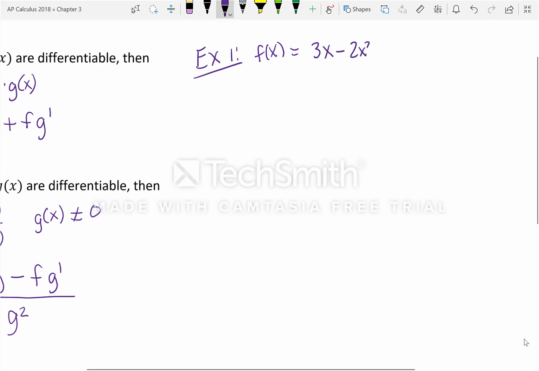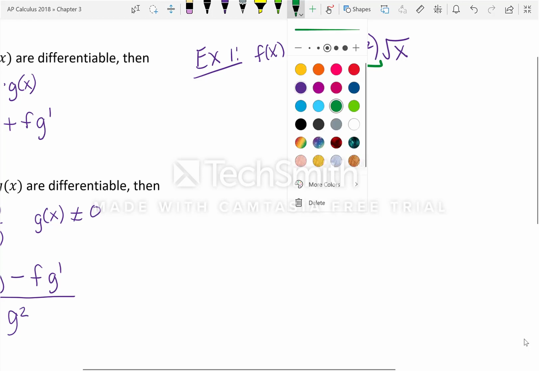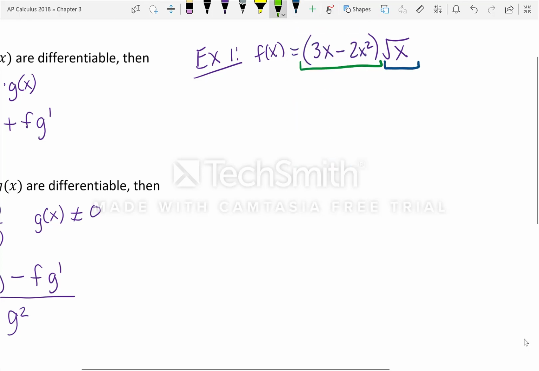So using the product rule, let's say we want to differentiate the following function. Okay, so we have the product of two functions here. We've got our first function, and then we've got our second function. So you can think about that first one as your f and that second one as your g. So when we're differentiating this, remember it would be f prime g plus fg prime. So what would f prime be, or the green part prime? So take the derivative using power rule. You would get 3 minus 4x, and that's f prime.